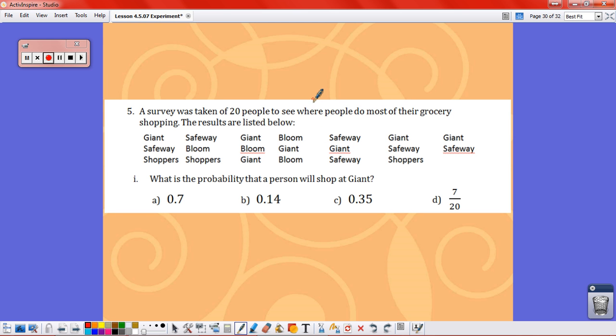Okay, a survey was taken of 20 people to see where people do most of their grocery shopping, and the results are listed below. So this is 20 people. What is the probability a person will shop at Giant? So it's going to be out of 20. 1, 2, 3, 4, 5, 6, 7 people out of 20 shop at Giant. I could divide 7 divided by 20. I could multiply by 5 to get hundredths. And I get 35 hundredths.